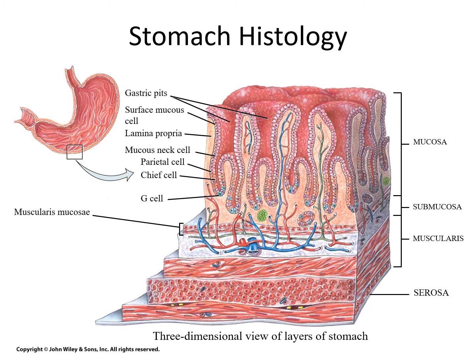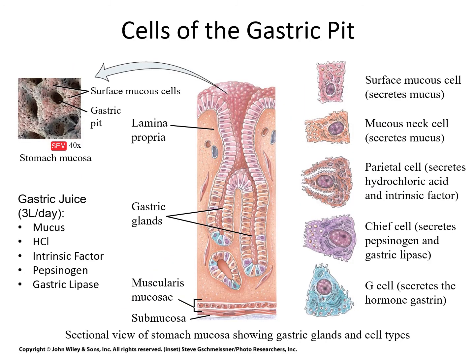Underneath that, we have a very thick muscularis layer. Again, we've got these muscle fibers that are oriented in different directions so that the stomach can churn the material inside it. Let's have a look at those specialized cells.